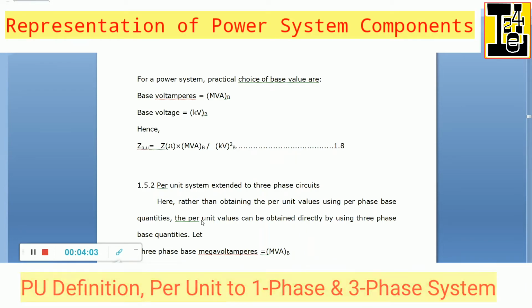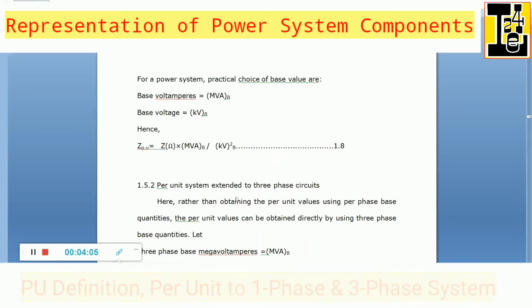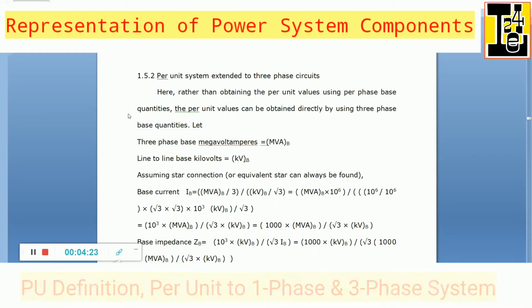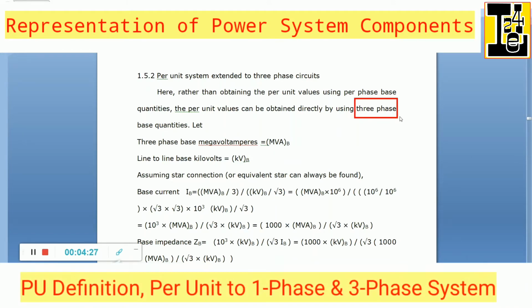If we extend the per unit concept to the three phase circuits, here rather than obtaining the per unit values using per phase base quantities, the per unit values can be obtained directly by using the three phase base quantities. We will be using three phase base quantities in the three phase system.